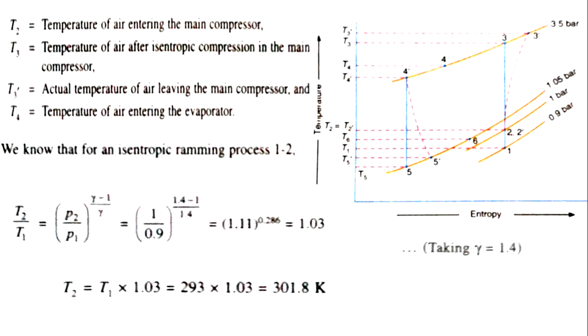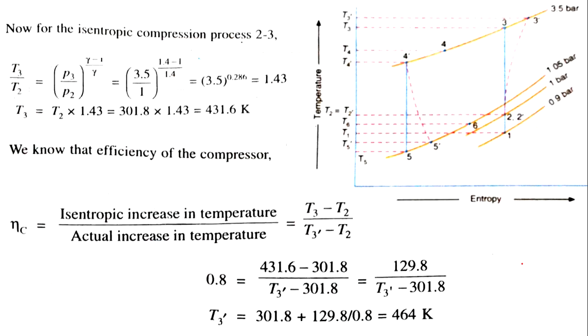T2 by T1 is equal to P2 by P1 the whole raised to gamma minus 1 by gamma. This is the temperature pressure relation for an isentropic process. So from this equation I can find out the temperature T2, means the temperature after ramming is 301.8 Kelvin. The gamma value for air is 1.4.